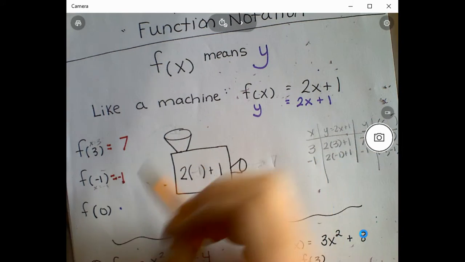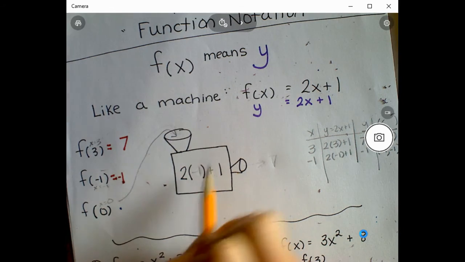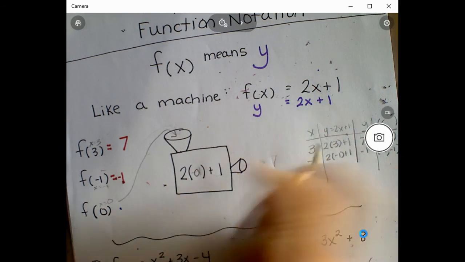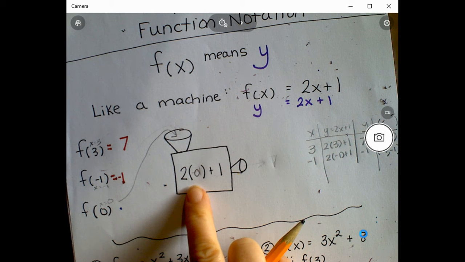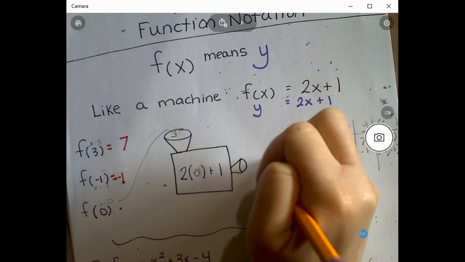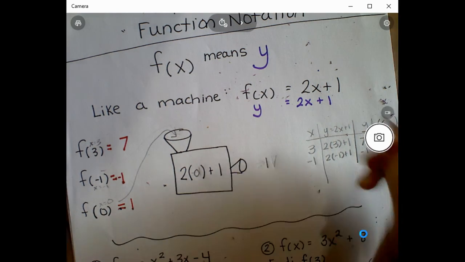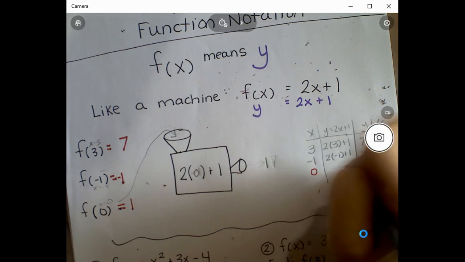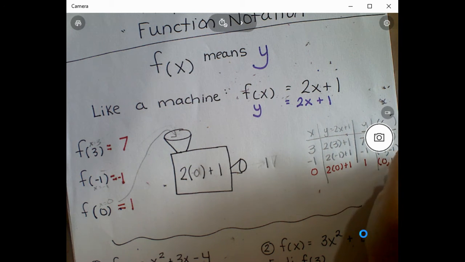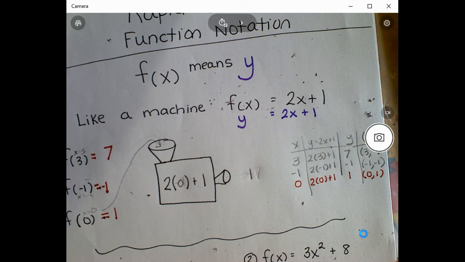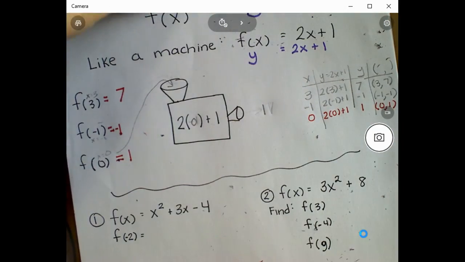All right, again. Now we have f of 0. So that means x equals 0. So we're going to substitute into the machine 0 for x and use the order of operations to simplify the expression. 2 times 0 is 0. 0 plus 1 is 1. So f of 0 equals 1, which means when x equals 0, y equals 1. And we have a coordinate, 0, 1. All right, so we're going to do 2 examples just to make sure that you get the idea.